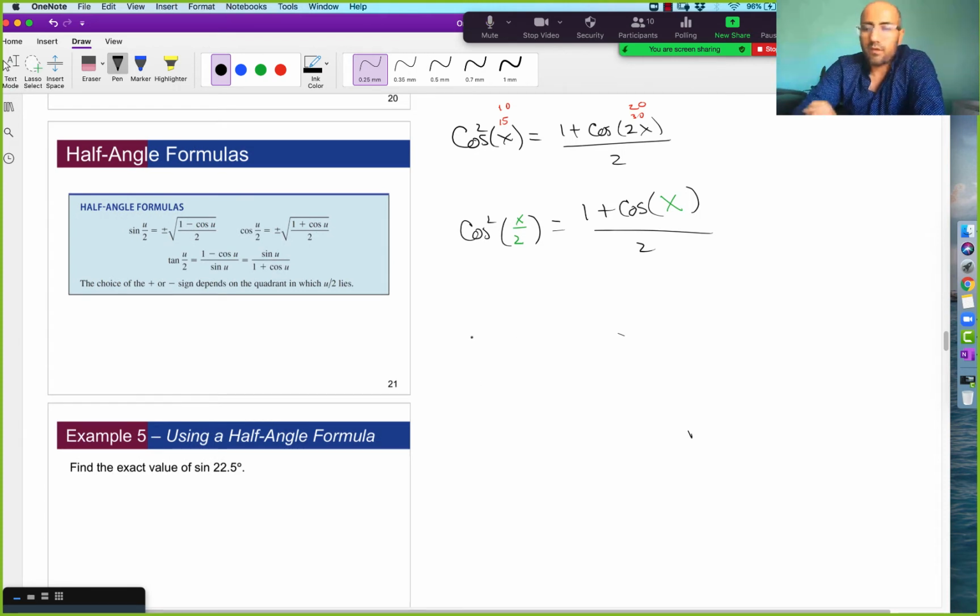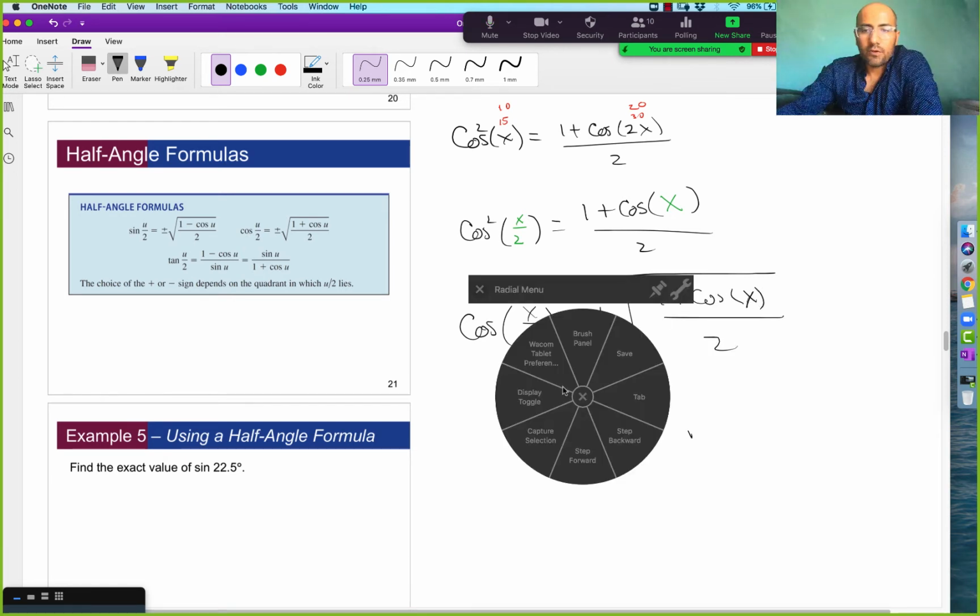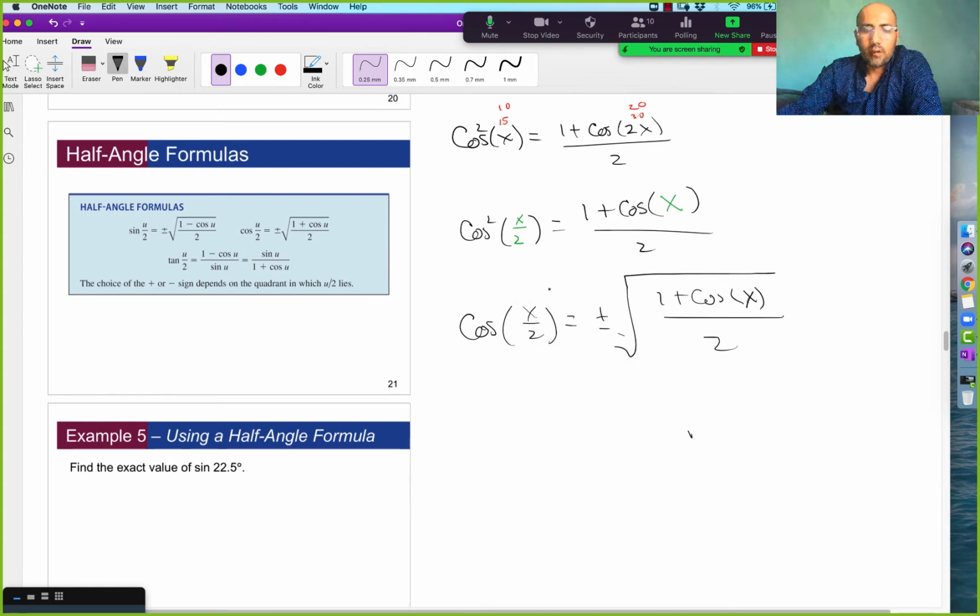Now we just find the square root of the whole thing. And so cosine of x over 2 is equal to plus or minus the square root of (1 plus cosine of x) over 2. So this lets you work with something that has a fractional angle, times a half. It's another way to look at it, and rewrite it as cosine of a half. So it's something else that gives you a transformation ability.